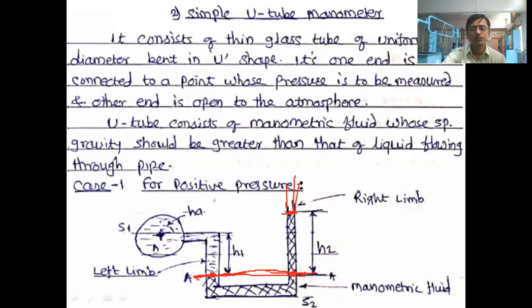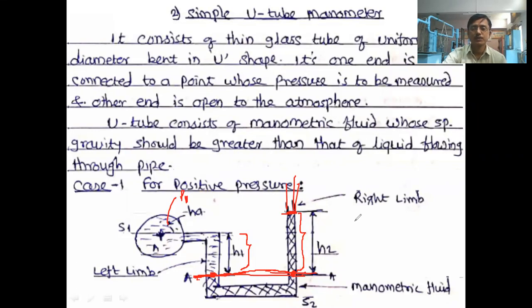So at this location, the pressure intensity must be the same as the mercury level pressure intensity. मग या ठिकाणी प्रेशर इंटेन्सिटी काय म्हणजे काय असणार आहे? That is nothing but pressure intensity inside the pipe. So we can say it as P1 plus pressure intensity generated because of this column of the liquid. Okay, it must be equal to the pressure intensity generated because of this manometric liquid.